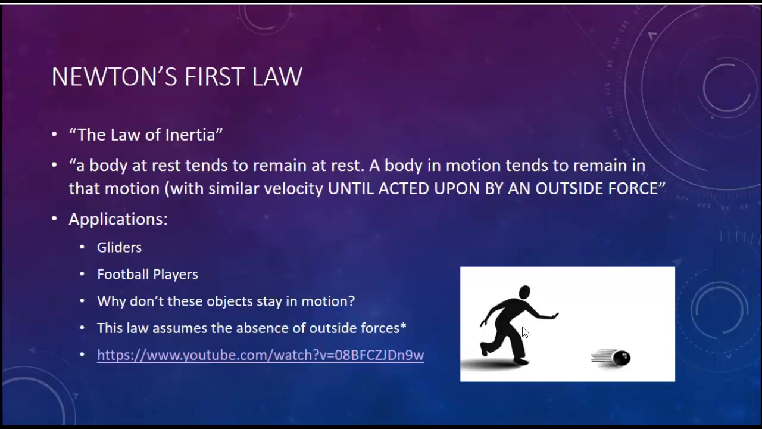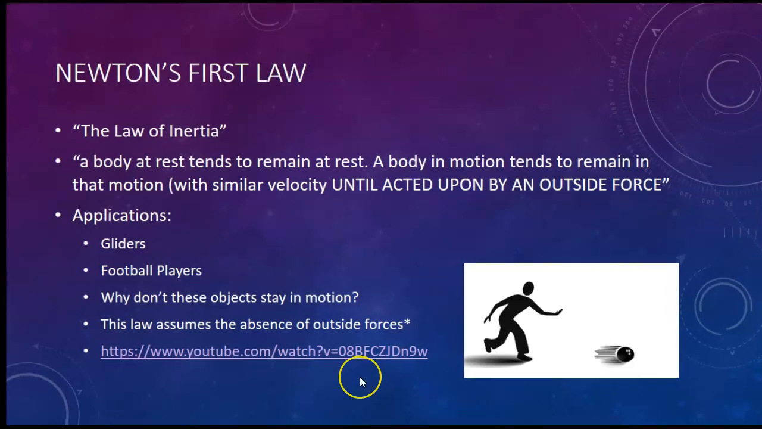Newton's first law is known as the law of inertia, and it states that a body at rest tends to remain at rest, and a body in motion tends to stay in motion unless it's acted on by some outside force. We can apply this law to gliders, airplanes, football players, any object that is in motion. And this law assumes the absence of outside forces. So it assumes the absence of gravity, it assumes the absence of friction, and so on and so forth. Here's a link to a video that may help you better understand Newton's first law.